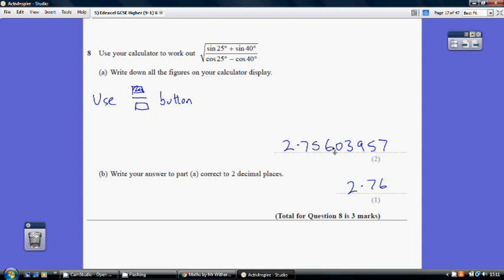Remember, you look at the next digit. If that's 5 or above, you round up. So this to 2 decimal places is 2.76.